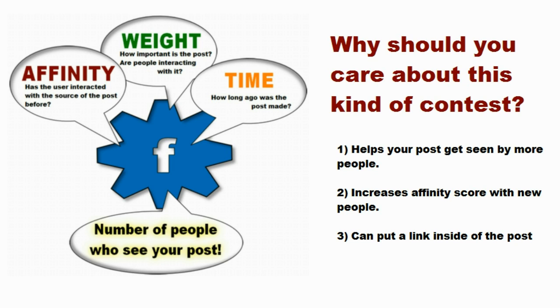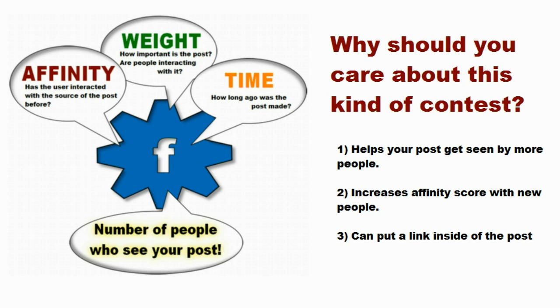But if you look at the three categories, you can see a general overall thought process by Facebook. And what they are assuming is the more people who like a post, the more people who comment on a post, the more people who share on a post, the more likely it's going to be that other people are going to want to see that post.